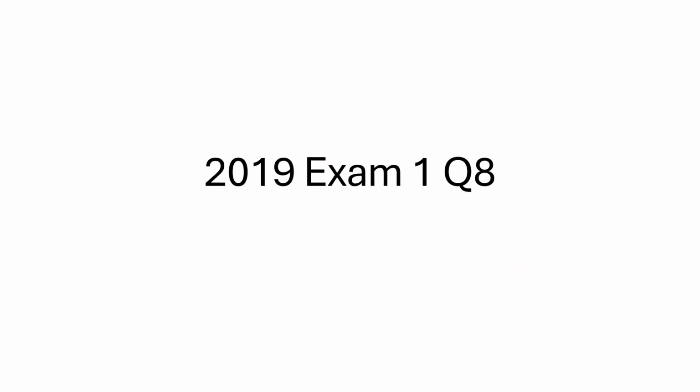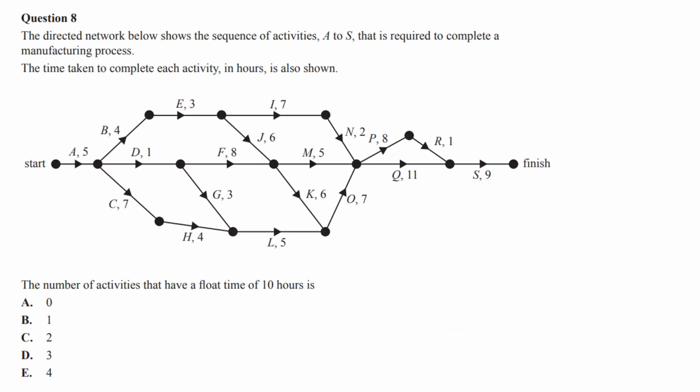2019, Exam 1, Question 8. Okay, so we've got to work out the number of activities that have a float time of 10 hours. So we're going to have to forward scan and backward scan, EST and LST. Let's go draw those little boxes.